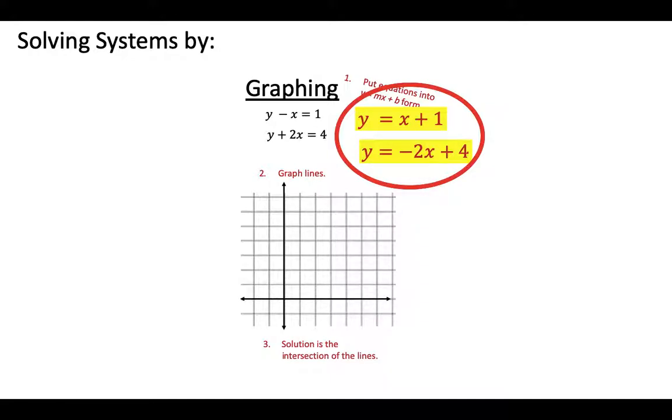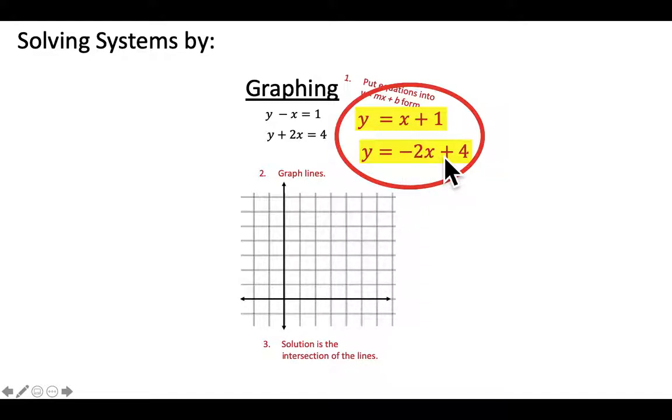So to graph the first line, the first equation, we see that we have a y-intercept of 1. So we'll know that this line is going to cross the y-axis right there where my cursor is. And it's going to have a slope of positive 1. So we will have a line that looks like that.